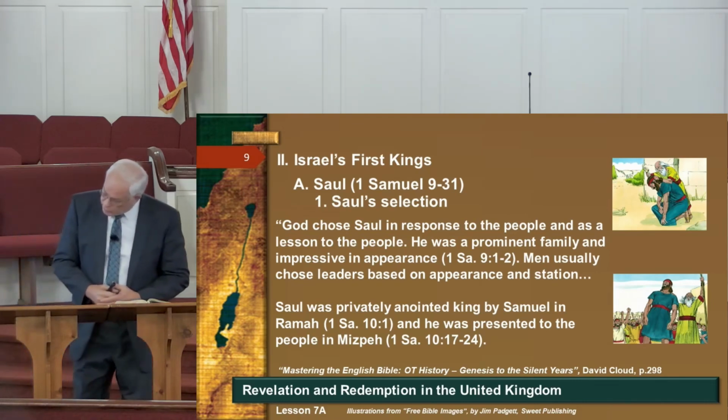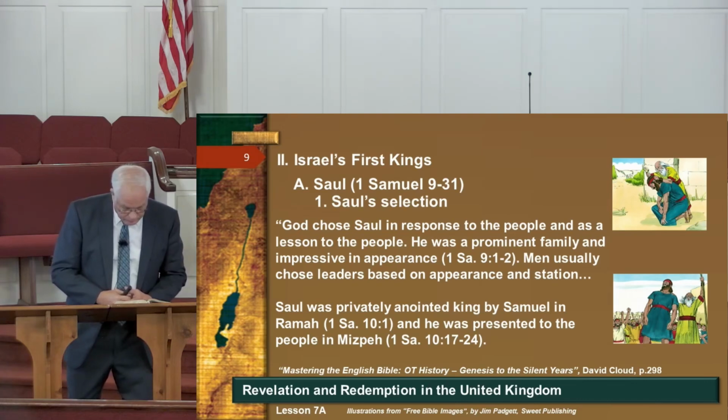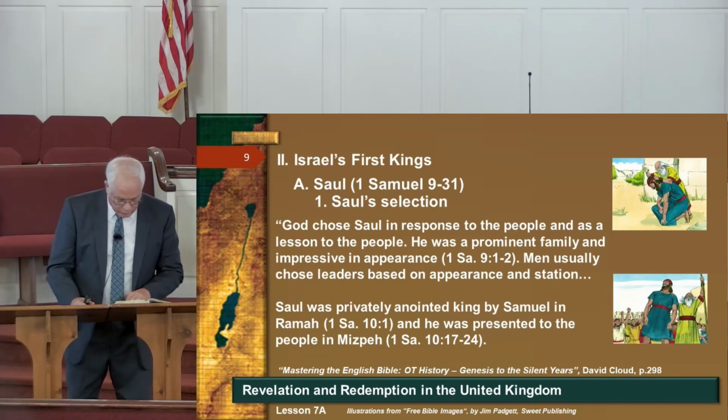So down here at verse 18, And said unto the children of Israel, Thus saith the Lord God of Israel, I brought up Israel out of Egypt, and delivered you out of the hand of the Egyptians, and out of the hand of all kingdoms, and of them that oppressed you. And you have this day rejected your God, who himself saved you out of all your adversities and your tribulations. And ye have said unto him, Nay, but set a king over us. Now therefore present yourselves before the Lord by your tribes and by your thousands.